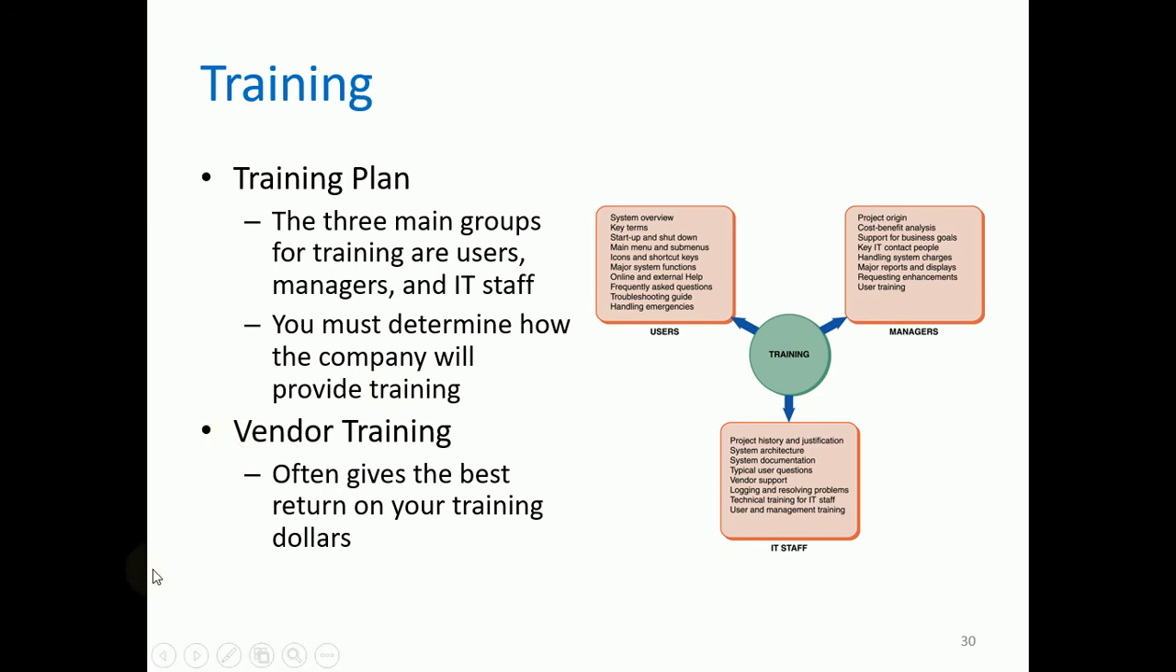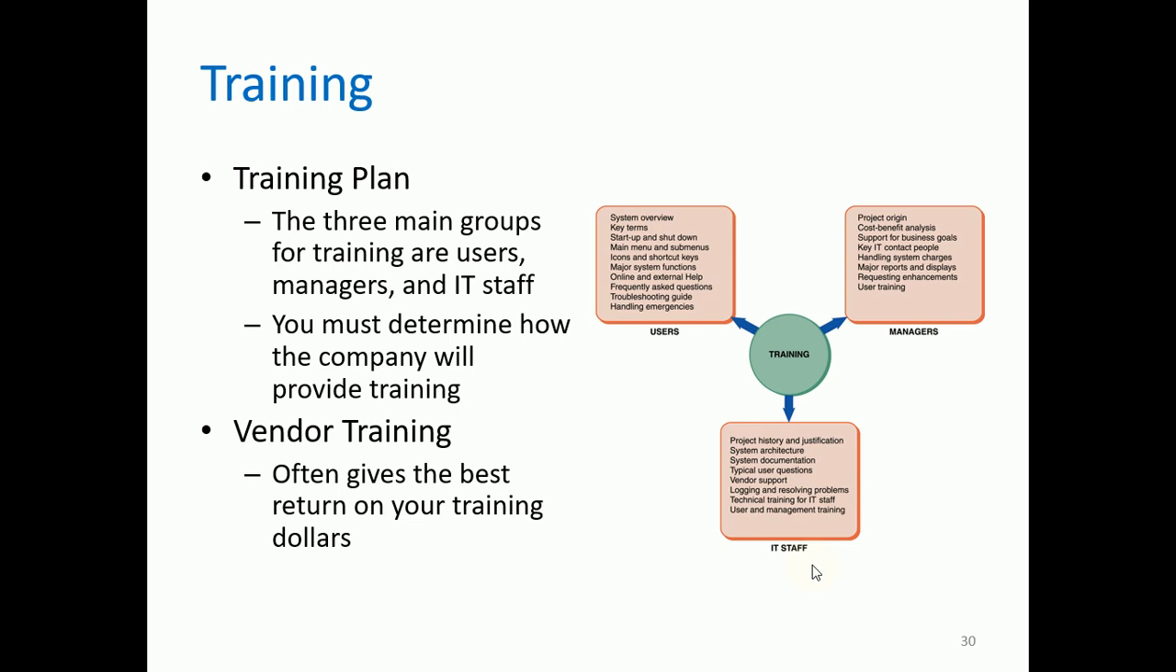Also, most probably the payment for the system already includes a bundle for vendor training. So let's see the training for users, managers, and IT staff, and whether they get similar or different training. For managers: the project origin, cost benefit analysis, support for business goals, key IT contact people, handling system changes, major reports and displays, requesting enhancements, and user training for managers. For IT staff: project history and justification, system architecture, system documentation, typical user questions, vendor support, logging and resolving problems, technical training for IT staff, and user and management training.